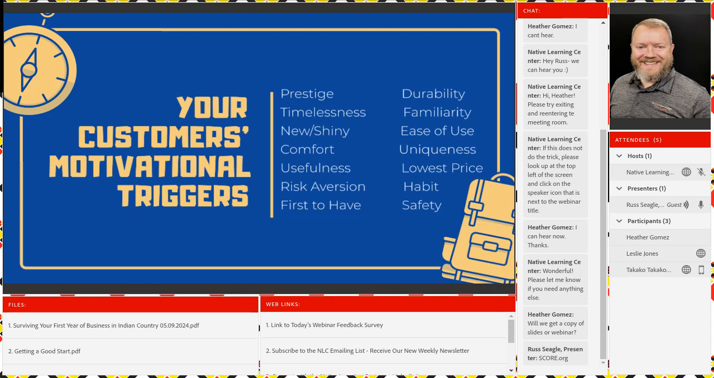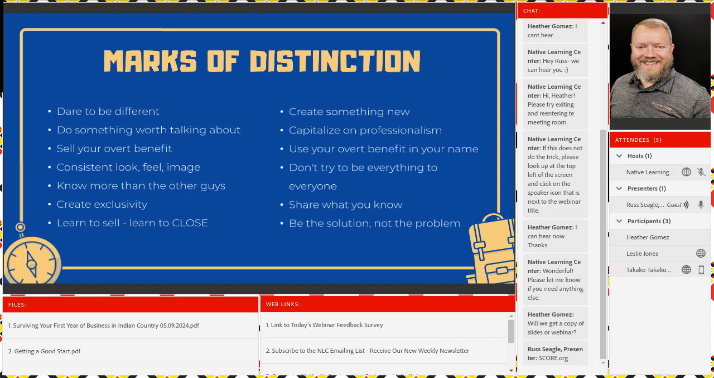And as we're talking about distinction, do something different. Do something worth talking about. When I say sell an overt benefit, the overt benefit is that thing that you do for people that just hits them right over the head, that they can't ignore, that they say, wow, this is fantastic.